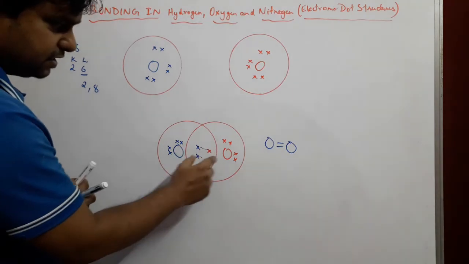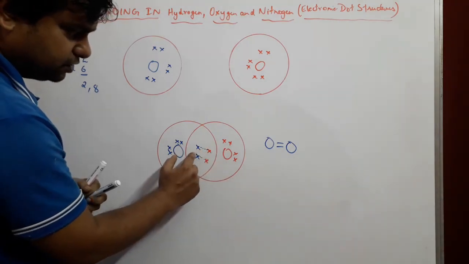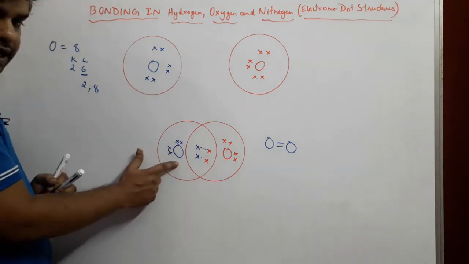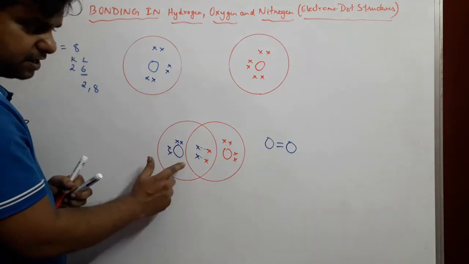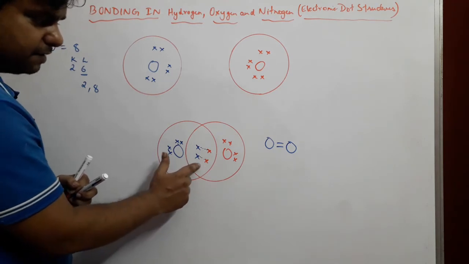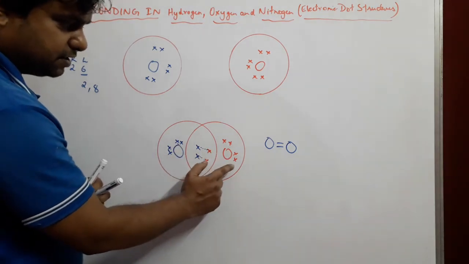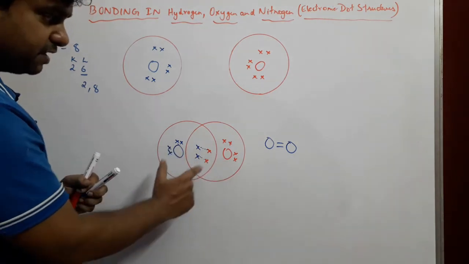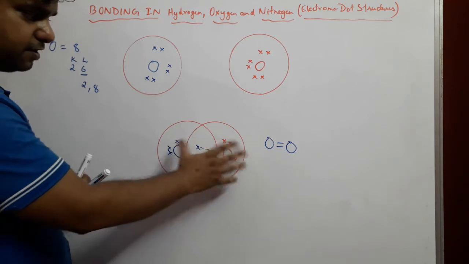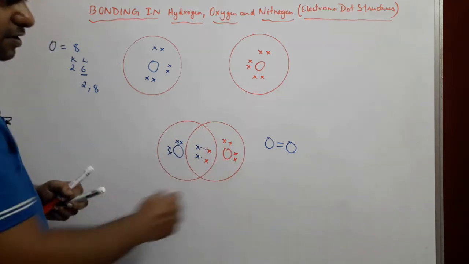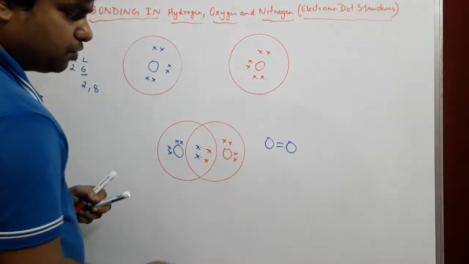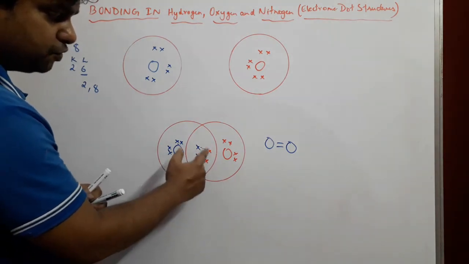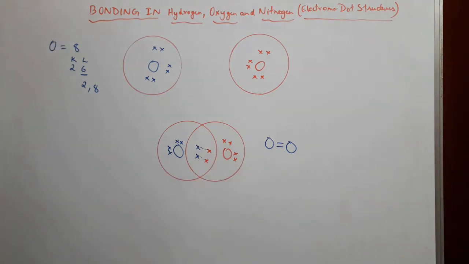So what it does is it pairs up with 2 electrons from this atom, and the same thing is done by this atom. It pairs up with 2 electrons from this oxygen atom. As a result, they satisfy each other in having 8 electrons by sharing between each other, and that's why we get a double bond, because there is bond formation between 2 pairs of electrons. Got it?